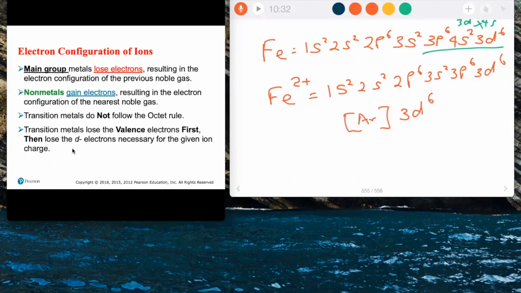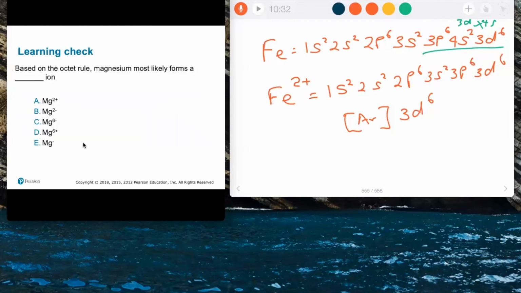For s and p block elements, as I say, it's very easy to write the electron configuration for ions. For the transition metals, remember to remove the 4s first before you start removing the d electrons, depending on the charge, of course. If it is 1, it is 2.